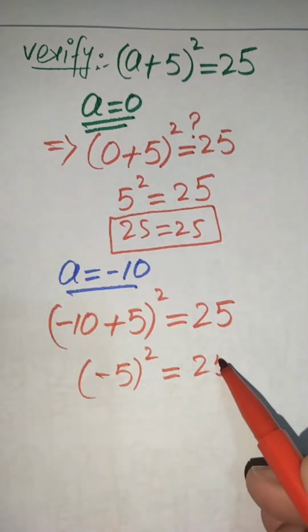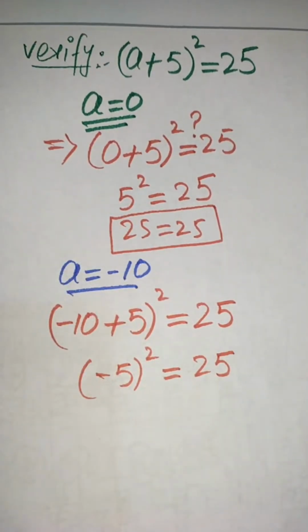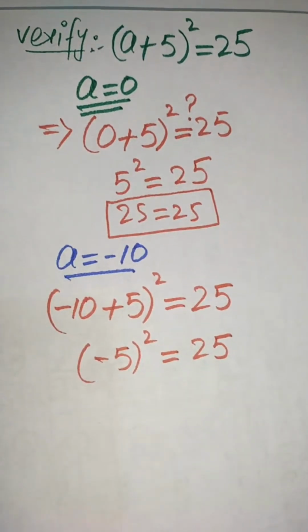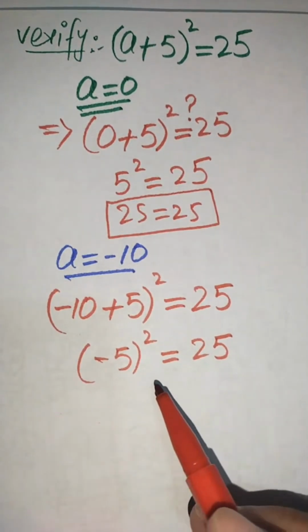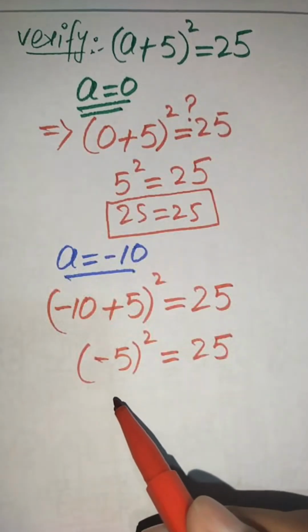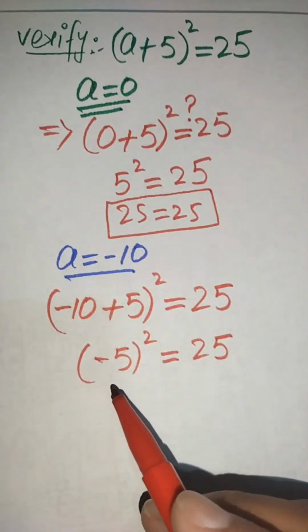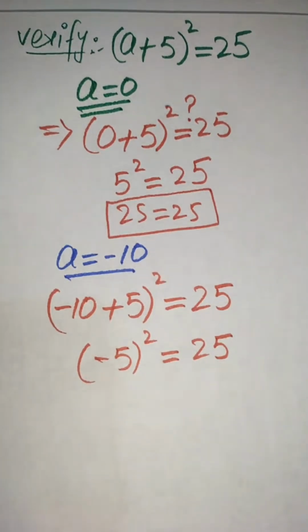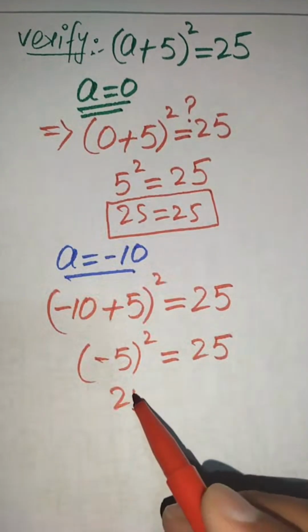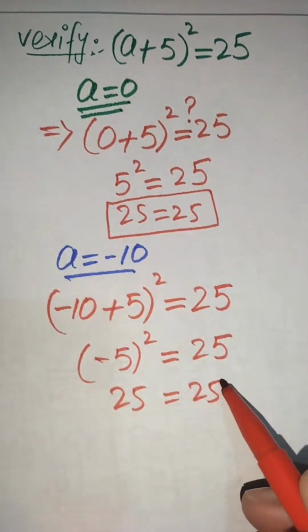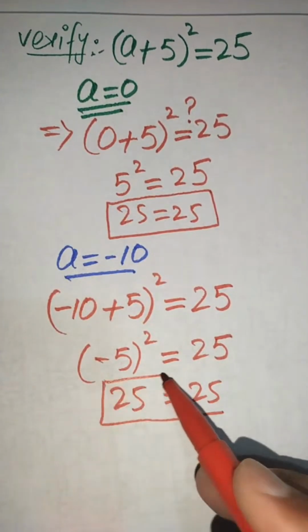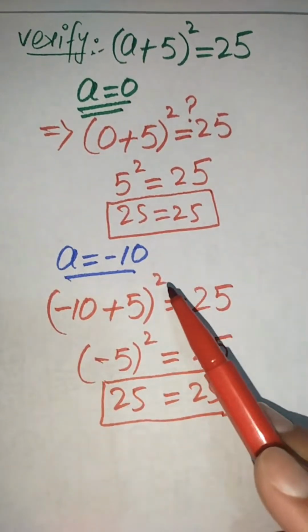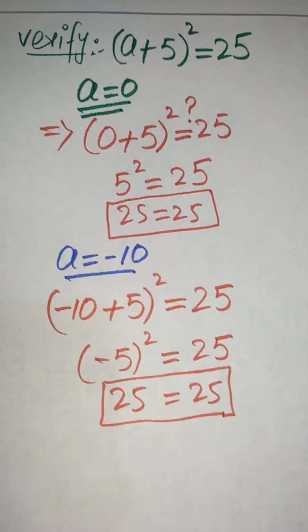Here again you clearly see that (-5) square becomes +25, because the square of a negative term becomes positive. So we write (-5) square becomes +25, which is equal to 25. This also shows that the second value of a satisfies our given question statement. So this means that there are two solutions of the given equation.